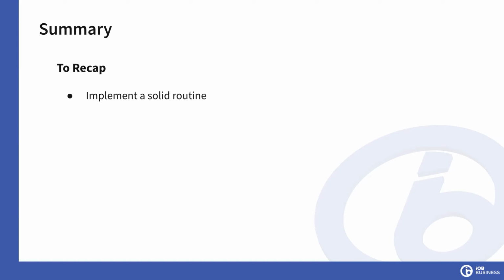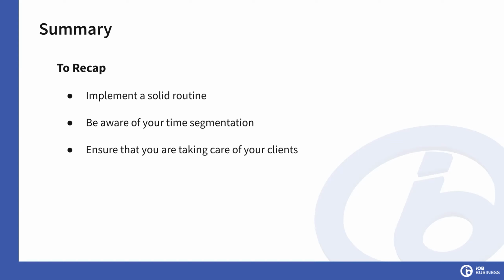So to recap, number one, implement a solid routine. Number two, be aware of your time segmentation, okay? Understand when you're planning things, when you're scheduling them, and make sure that you have a good overview of your calendar and of your schedule to make sure that you're doing everything that you can to keep your organization for your digital agency nice and neat, okay? There's lots of nuggets in this presentation to take home from today. And finally, ensure that you are taking care of your clients, okay? This is the biggest one.